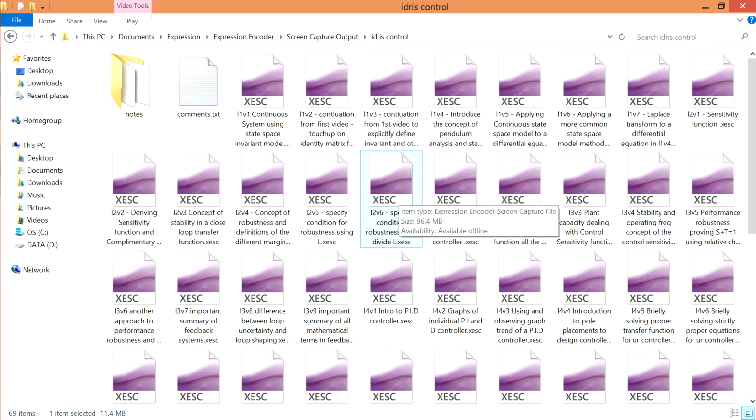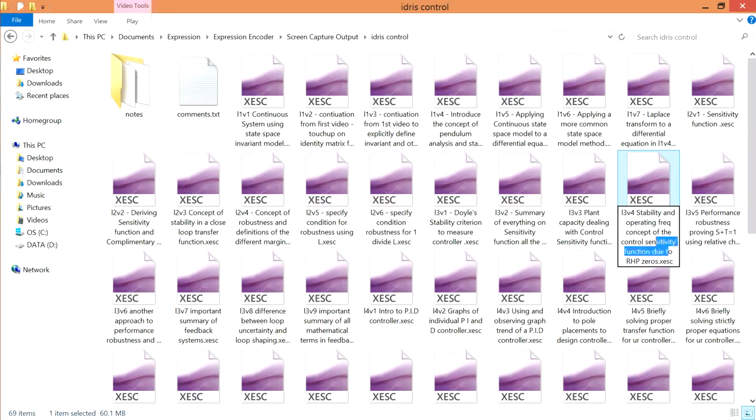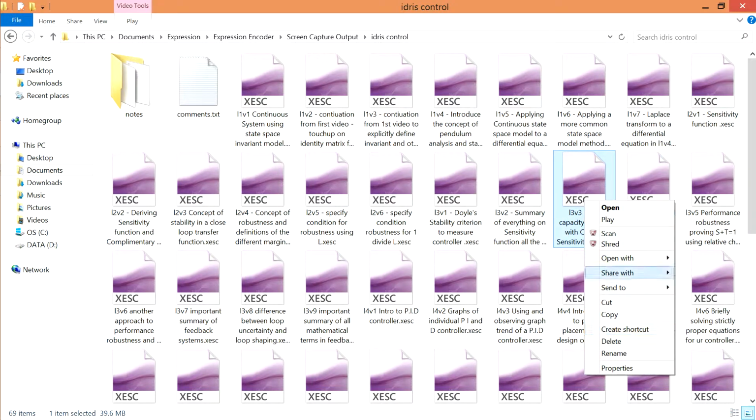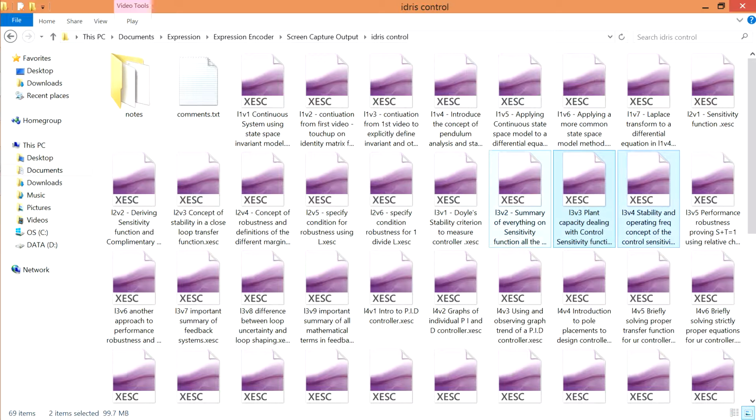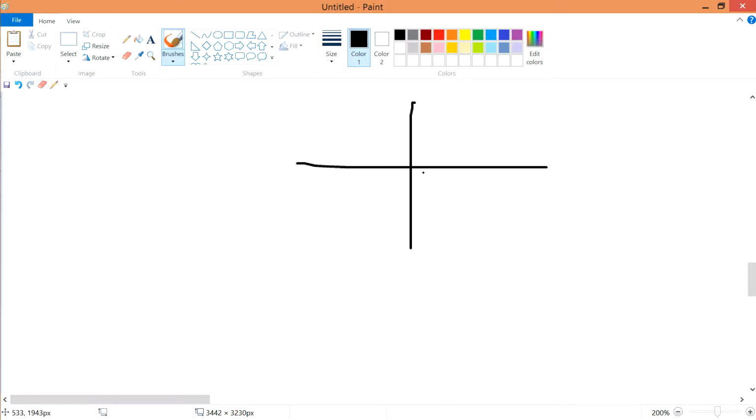And also I think you have cleared the Doyle stability criterion, because I think we are somewhere over here. L3V4, stability and operating frequency, concept of the control sensitivity due to your plant capacity. So currently we are somewhere here, L3V3, L3V4. Previously we talked about the Doyle stability criterion. If you haven't watched, you watch. You get to know that your initial plant loop is something like this, and over a long time you may actually change the Nyquist loop to slightly bigger, the loop gain, because of plant variations and things like that. So these are the things that you may want to know also lah.